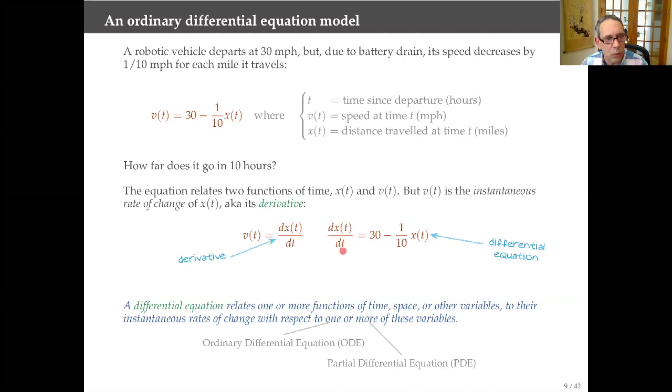And they break into two big groups: ordinary differential equations, where the rate of change is with respect to only one variable, as in this case, time, and partial differential equations, which are a much more complex object, which allow us to connect rates of change with respect to time to also rates of change with respect to one or more space variables.